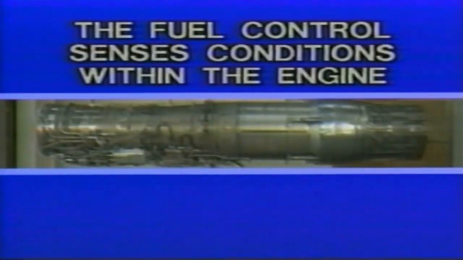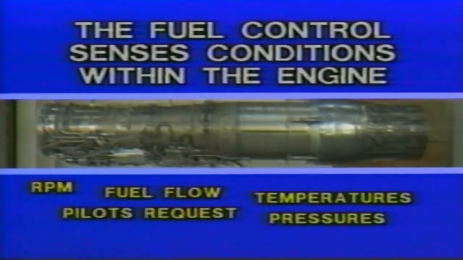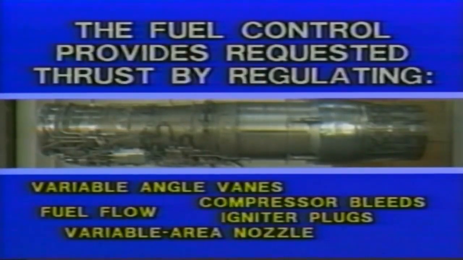Now, the fuel control is a brain of sorts. Besides knowing what the pilot is asking for, it senses everything that's going on, and that's where the additional instrumentation is needed. From instrument probes at strategic points, it senses the pulse of the engine, the critical temperatures and pressures, and things like RPM and fuel flow. And moment by moment, it sorts all these things out and sets up the conditions by regulating other systems to give the pilot the thrust he has called for.